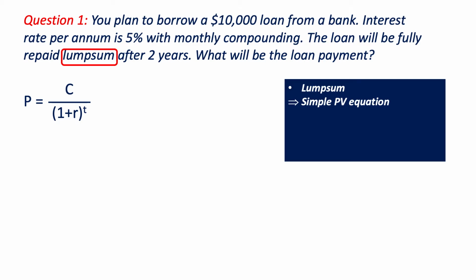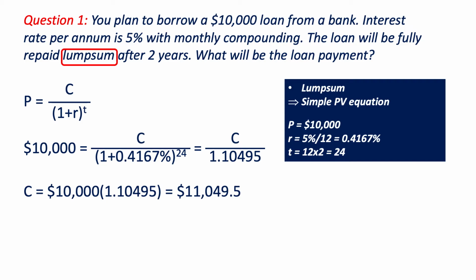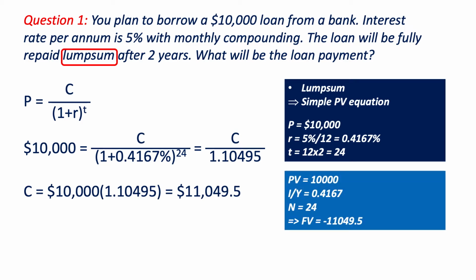We then substitute the relevant values into the equation. P is $10,000 and R is the period rate, which is equal to the annual interest rate divided by the compound frequency. So it is equal to 5% divided by 12. It is equal to 0.4167%. And T is the total number of compounding periods. It is equal to 12 times 2, so it is equal to 24. After substituting all these values into the equation, we should find that the loan payment after 2 years will be $11,049.5. These are the steps for BA II Plus for your reference.